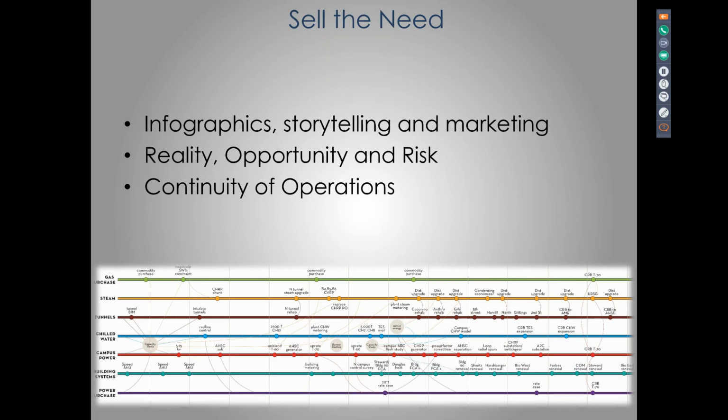Here's a series of decisions that were made. And over time, you can see the sort of interrelationship of one decision that's made can impact 4 or 5 different utilities or systems or areas of campus.